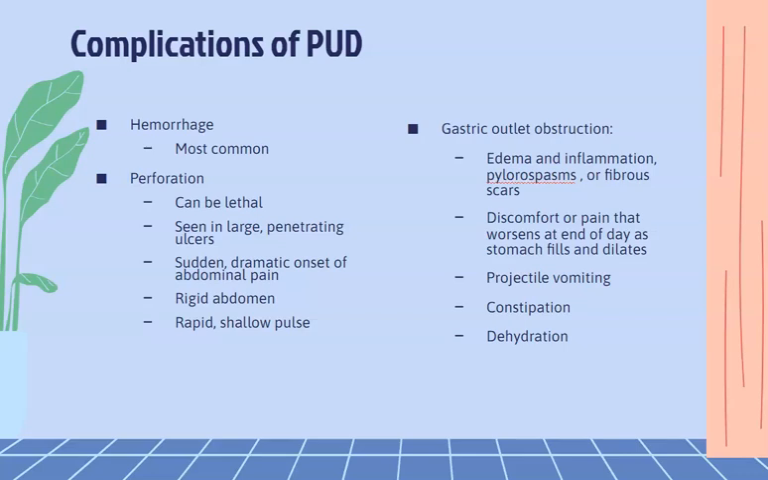And then another complication would be gastric outlet obstruction. If we have any edema or swelling, you could have some spasms in the tissue or some fibrous scars, and that can prevent the gastric outlet from completely emptying. This can cause projectile vomiting, so nothing is going to go down into the intestines, which can also lead to constipation and in turn dehydration, because we know that a lot of our fluid reabsorption happens down in the intestines.